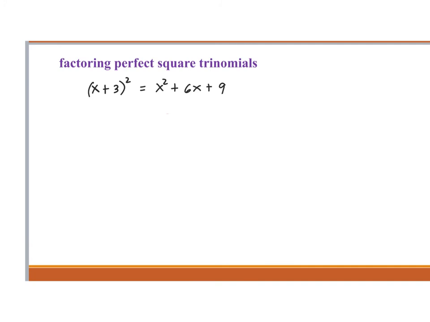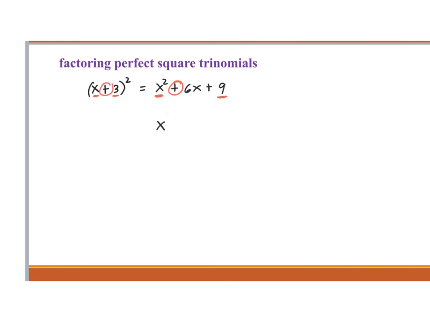But notice that for perfect square trinomials, there's actually a way that's a little quicker. All you need to do is get the square root of this, and that will be the first term of the factor. Get the square root of this, and that would be the second term of the factor. And whatever the sign of the middle term is, that will be your sign here.